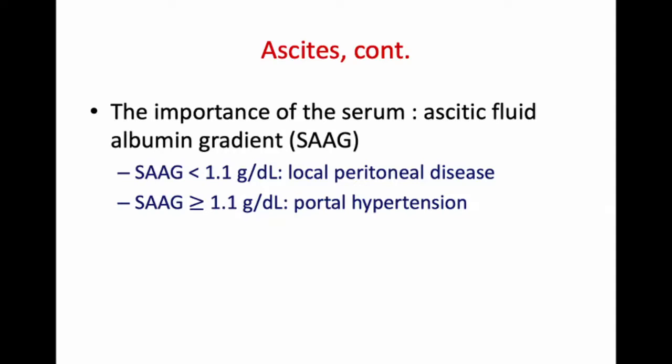So this is the parameter which we use to separate those two causes, not transudate or exudate. So actually it is wrong to use the words transudate and exudate for ascitic fluid. That's used for pleural effusion fluids. So for ascitic fluid, we use the parameter SAAG, serum to ascitic fluid albumin gradient.